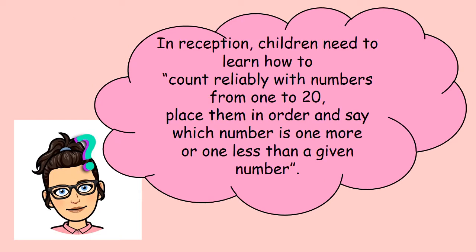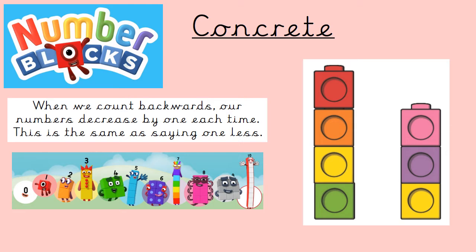In reception, children need to learn how to count reliably with numbers from 1 to 20, place them in order, and say which number is one more or one less than a given number. So let's start by thinking about the concrete images. When we count backwards, our numbers decrease by 1 each time. This is the same as saying one less.